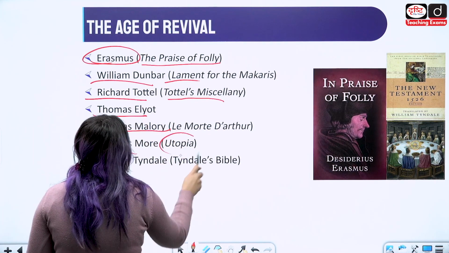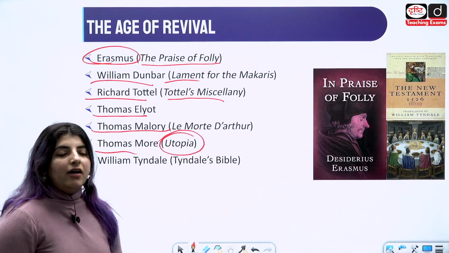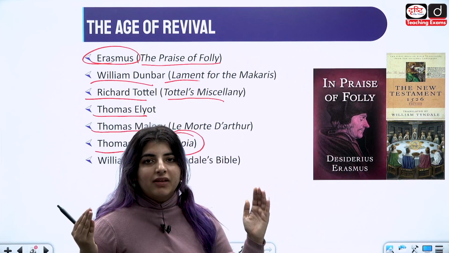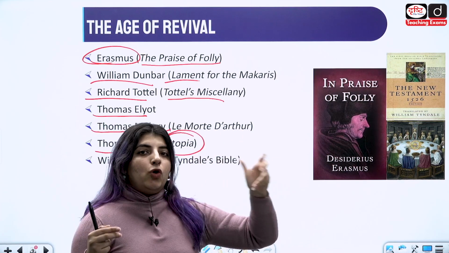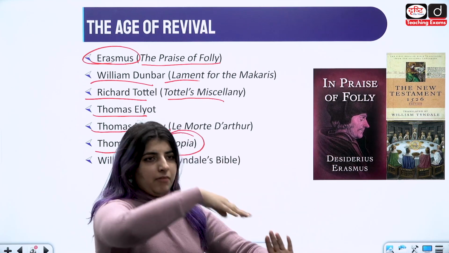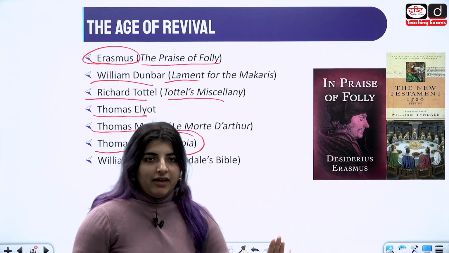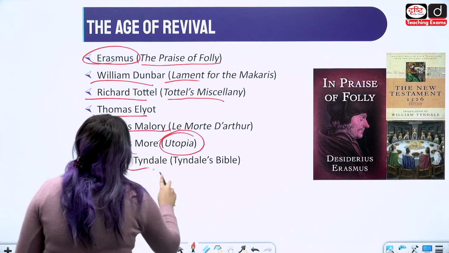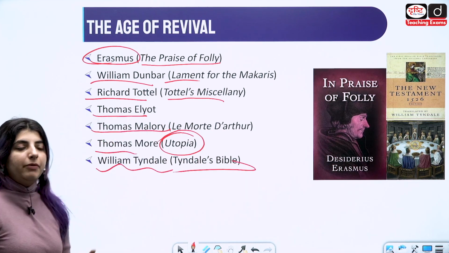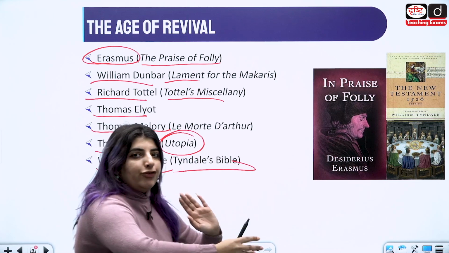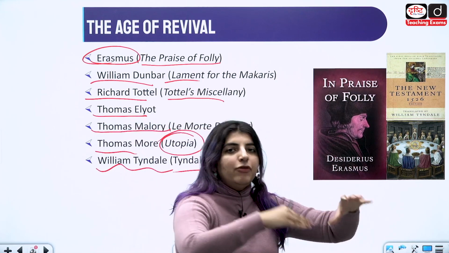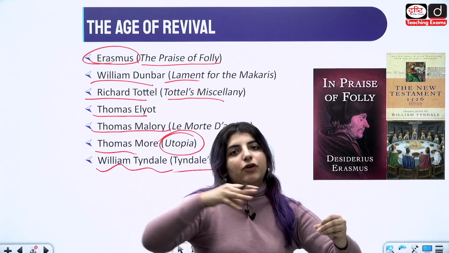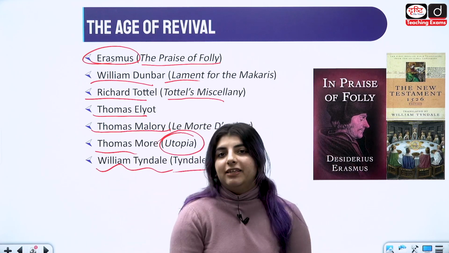Thomas More with his work Utopia, an ideal state, and how in today's time utopia, a concept that More gave, became a term for an ideal state, right? William Tyndale with Tyndale's Bible, because during the age of Chaucer, at the end, translations from Wycliffe had already taken place.